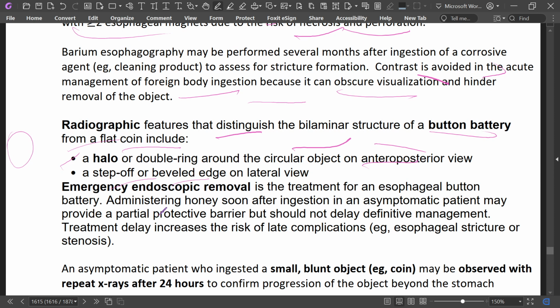Administering honey for ingestion in an asymptomatic patient may provide a partial protective barrier, but it should not delay the definitive treatment. Treatment delay increases the risk of late complications, especially stricture and stenosis. So if there is a foreign body in the esophagus, treatment should not be delayed because complications may happen. It may cause stricture.